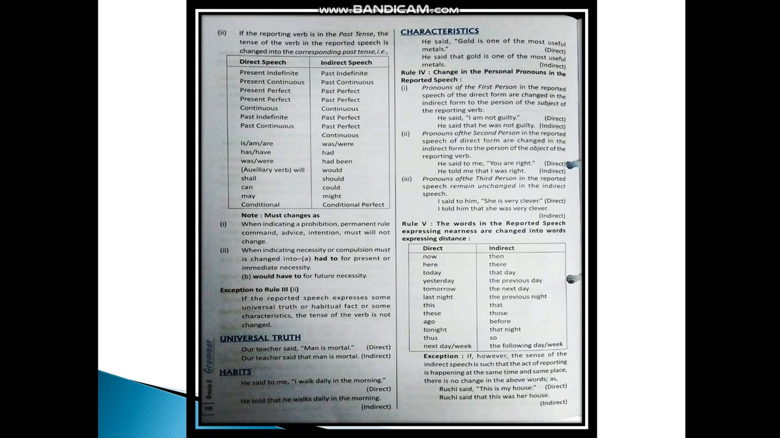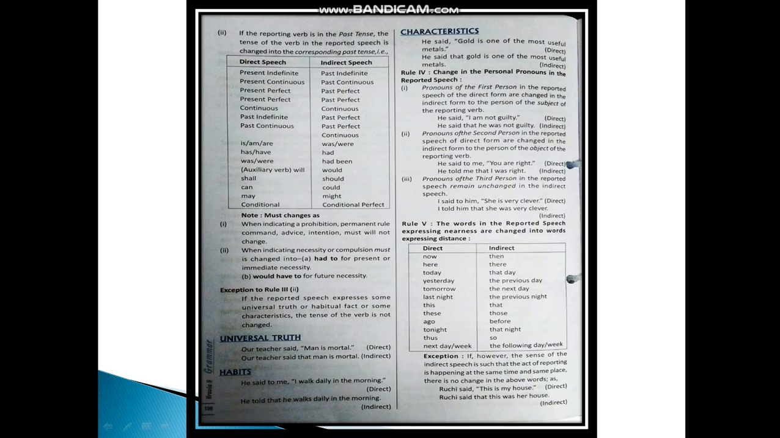Okay, for example, is, am, are will change into was or were, and has, have will change into had, was, were into had been, and auxiliary verbs will change: will into would, shall into should, can into could, may into might, and conditional into conditional perfect. So we'll be taking up certain examples for this so that it will become more clear to you.